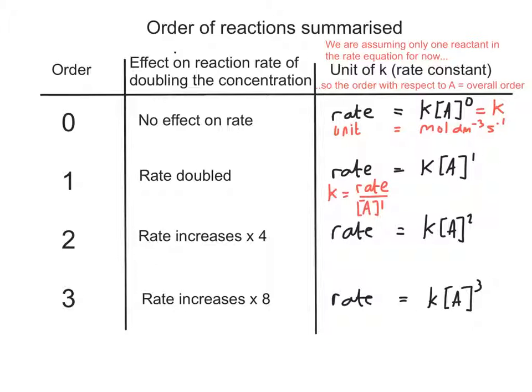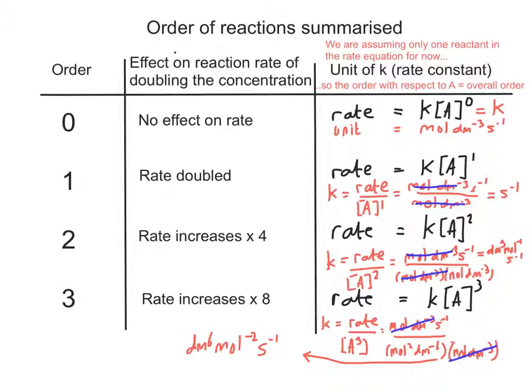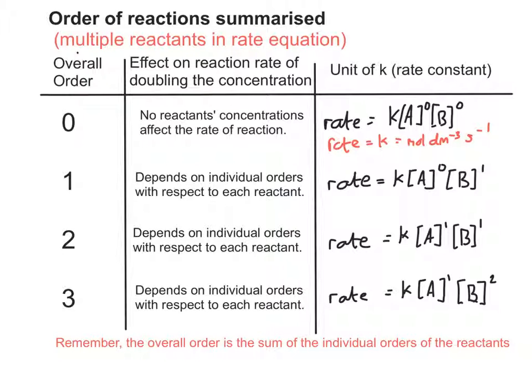For the next one we have to divide rate over the concentration of A to the power of 1, which gives us those units, which can be partially cancelled to give us second to the power of minus 1. For an overall order of 2 it is decimeter cubed mole to the minus 1 second to the minus 1. And for third order reaction overall, you get decimeter to the power of 6 mole to the minus 2 second to the minus 1. And so on and so forth.